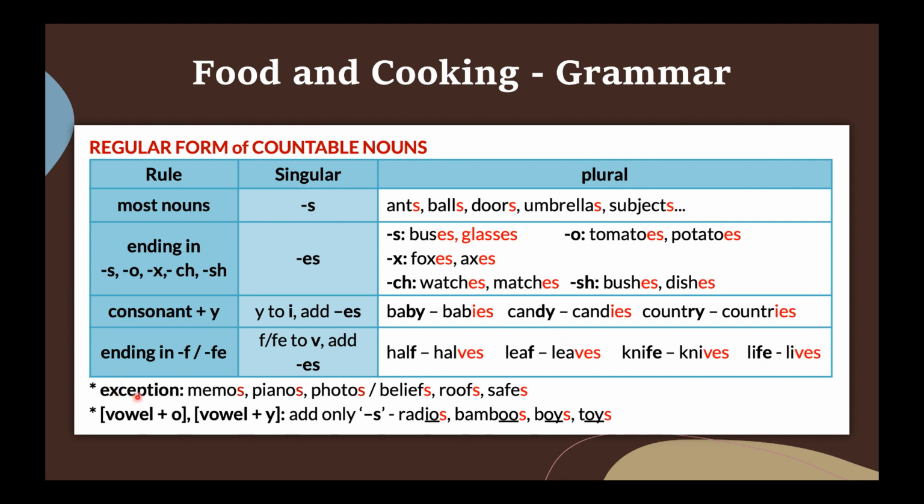근데 here are some exceptions. 이거 빼고 memos, pianos, photos, beliefs, roofs. 이거는 exception. 이거 한국말로 모르겠지만 이거는 불규칙 명사. Okay? Vowels. Okay? And radios, bamboos, boys. oy, like days, ay. 이거 가끔 외워야 돼요.